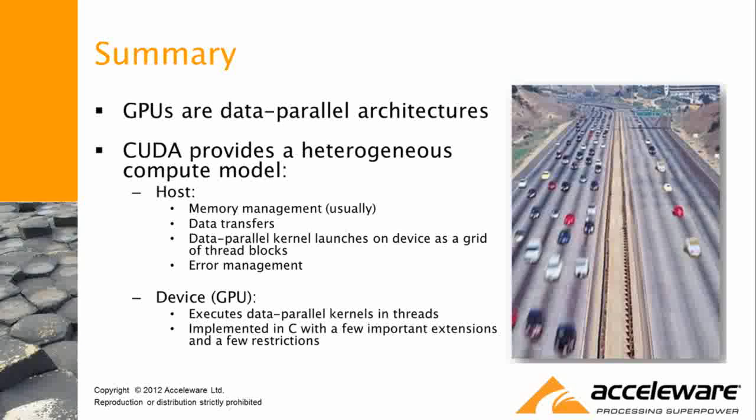GPUs are data parallel architectures. In CUDA, we have a heterogeneous model. There's a host. It does the memory management and the data transfers to and from the GPU. It launches the kernel with the sizes that you've chosen, and it does error management. The GPU itself does the heavy lifting. It executes the data parallel kernels. It's pretty much just plain old C with a few important extensions and a few restrictions as well.